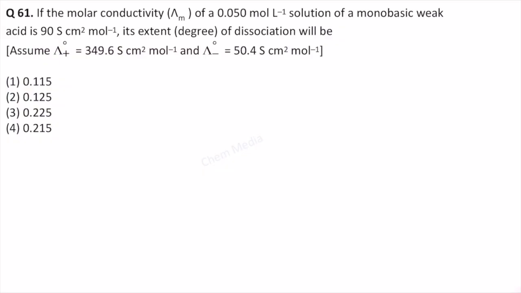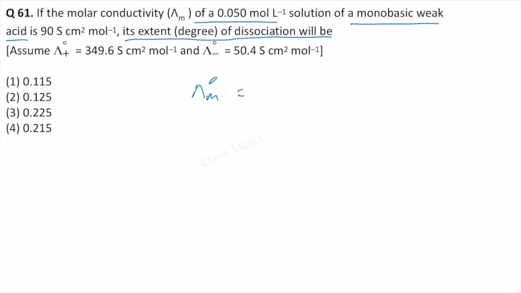If the molar conductivity of a 0.050 molar solution of a monobasic weak acid is 90 Siemens centimeter square per mole, what will be its degree of dissociation? We know that as per Kohlrausch's law, at infinite dilution, the limiting molar conductivity of an electrolyte is equal to the sum of the limiting molar conductivities of its constituent ions.